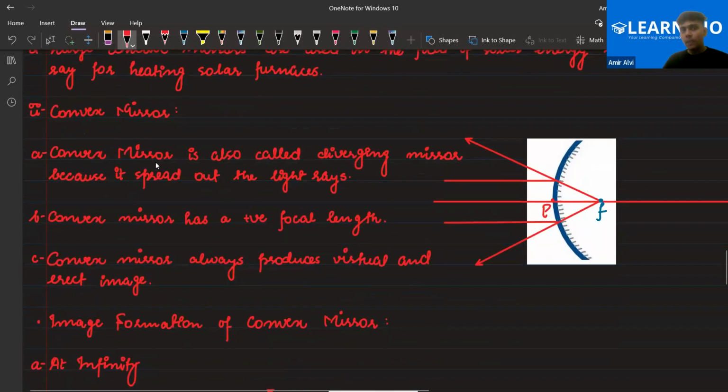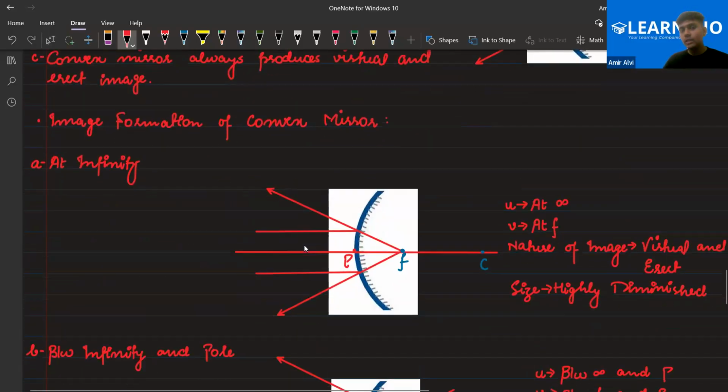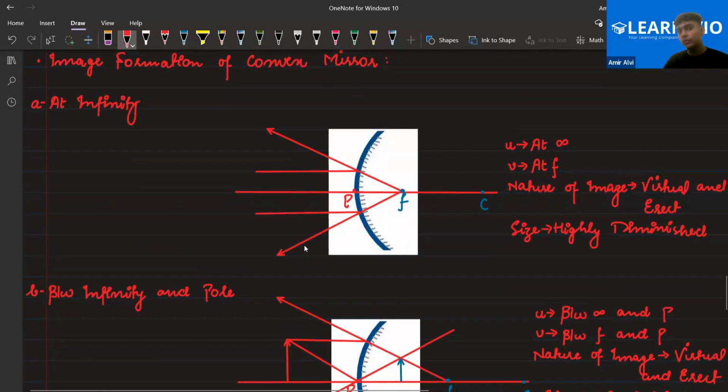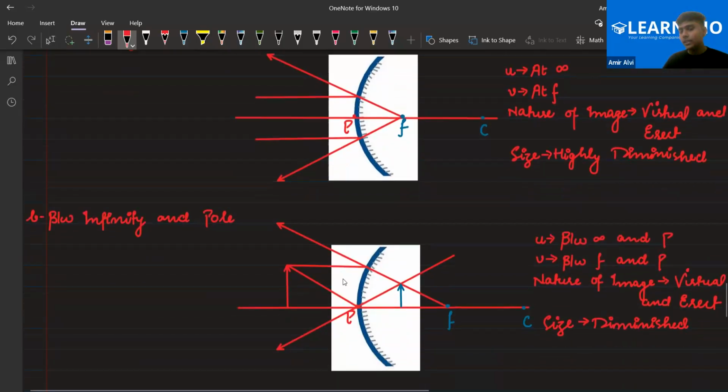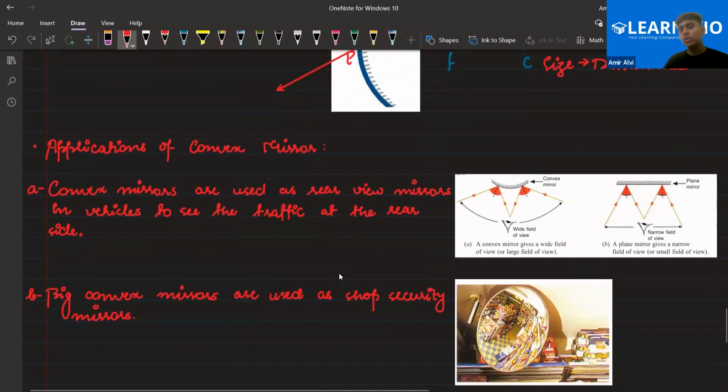The next one is the convex mirror. Over here, I've discussed its properties, and there are only two cases in the convex mirror: at infinity, and between infinity and the pole, along with two applications of the convex mirror. Please do let me know, everyone, is that clear to you so far?